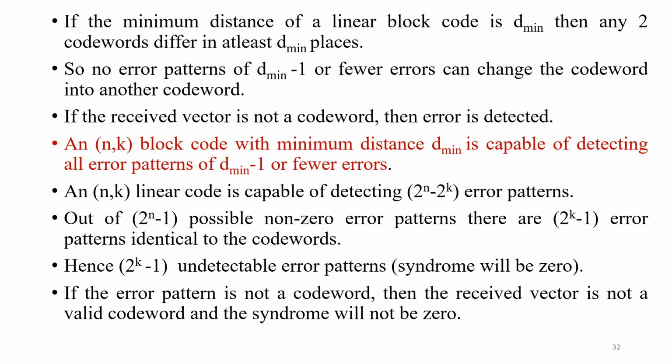An (n,k) block code with minimum distance d min is capable of detecting all error patterns of d min minus 1 or fewer errors. An (n,k) linear code is capable of detecting 2 raised to n minus 2 raised to k error patterns. Out of 2 raised to n minus 1 possible non-zero error patterns, there are 2 raised to k minus 1 error patterns identical to the code words. Hence, there are 2 raised to k minus 1 undetectable error patterns, that is, the syndrome will be 0 for all these code vectors. If the error pattern is not a code word, then the received vector is not a valid code word and the syndrome will not be 0.